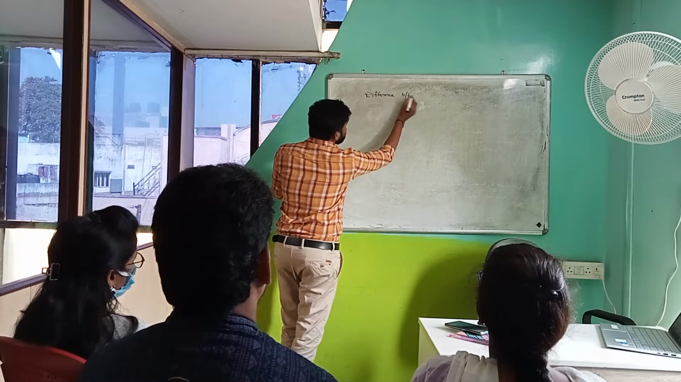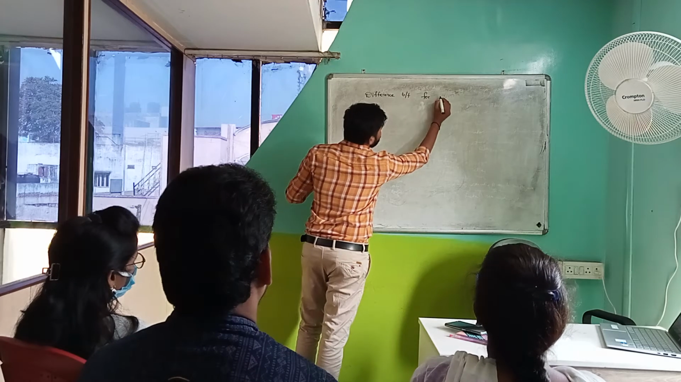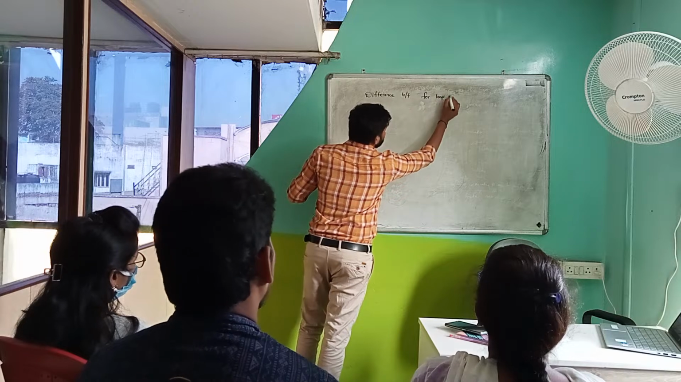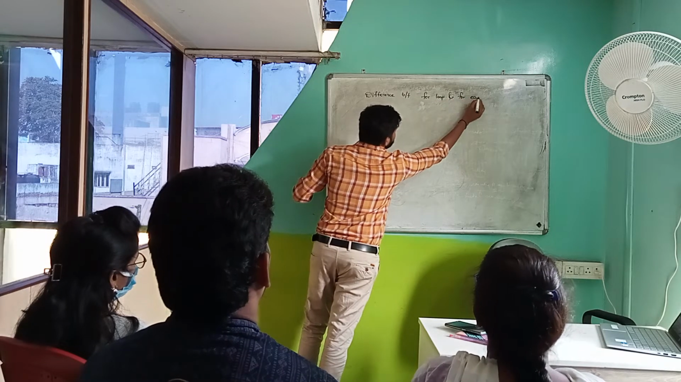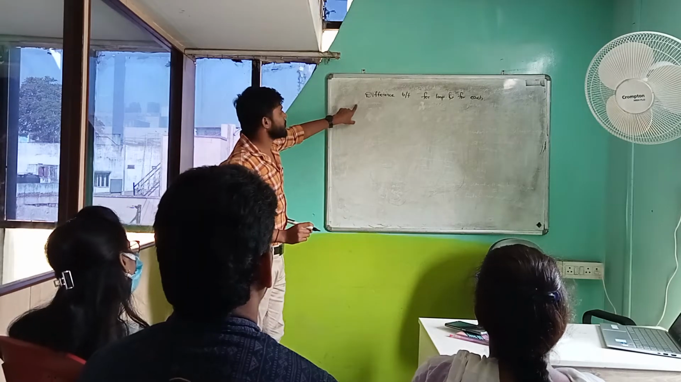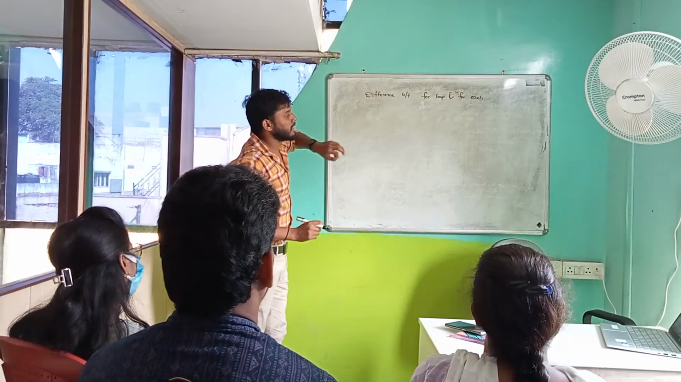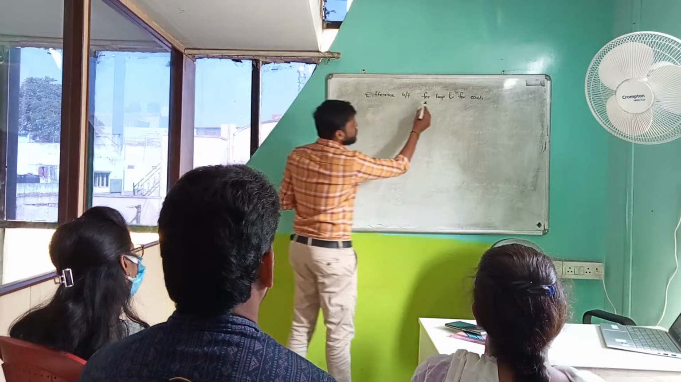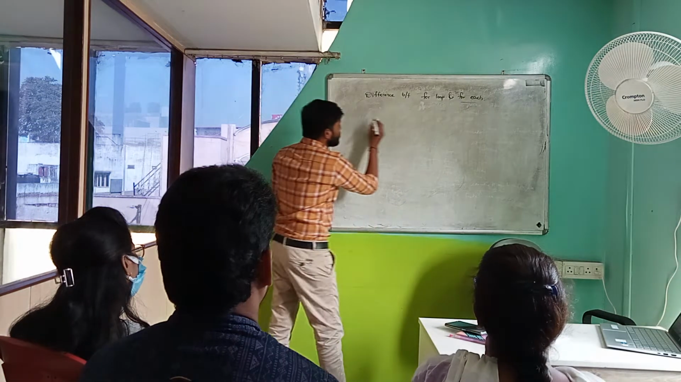Difference between for loop and for each loop. For loop and for each loop. So coming to the primitive data types, we can use for loop, and coming to the arrays, compared to for loop, for each loop is preferable.